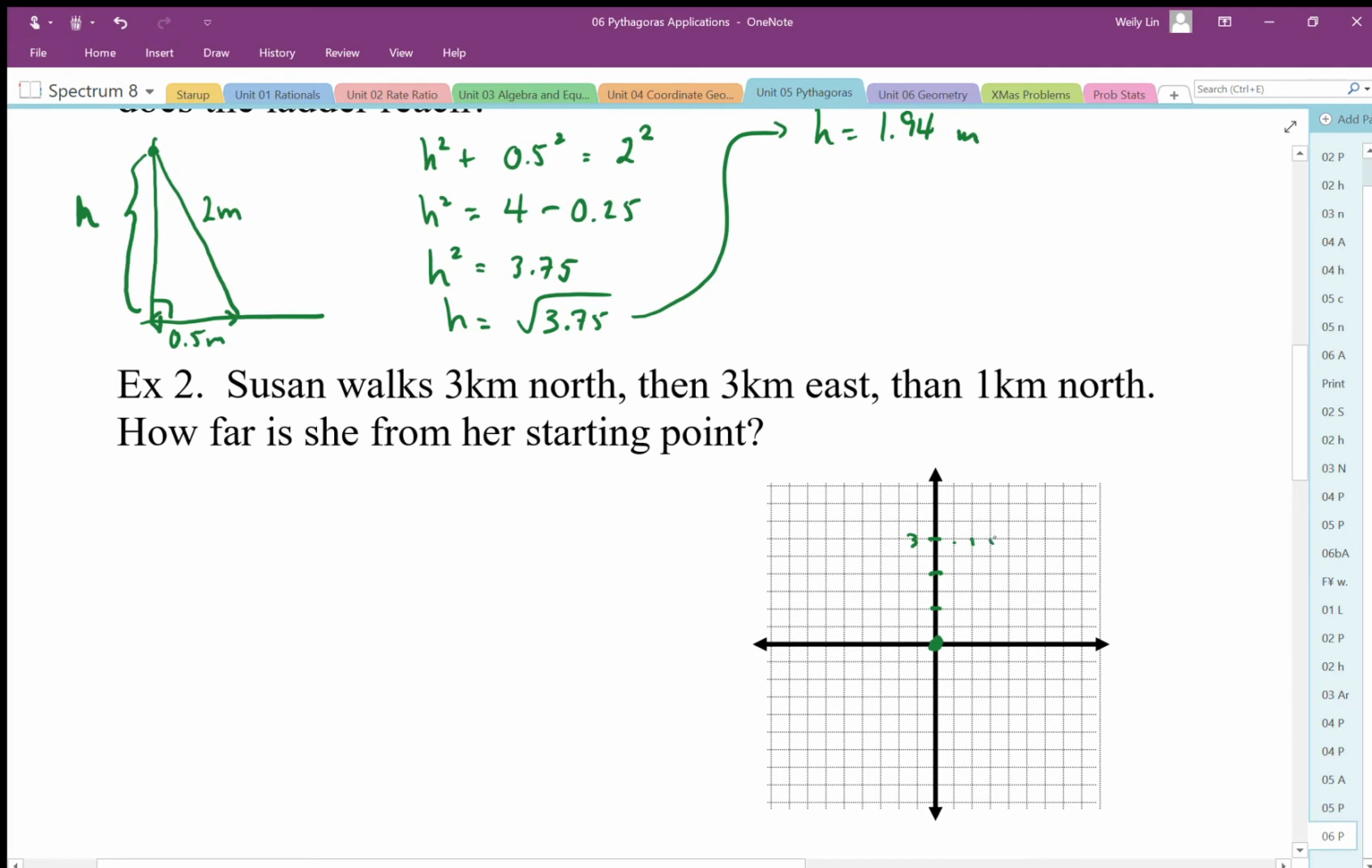So 1 kilometer, 2 kilometers, 3 kilometers east. Okay, so this is my path. It goes like that. Goes 3 across like this, and then 1 kilometer north like that. Okay, and we want to know how far she is from the starting point. So we need to know the length of this line from there to there.